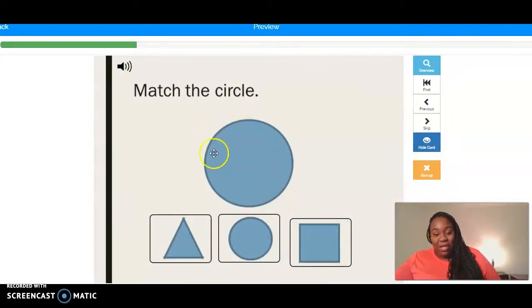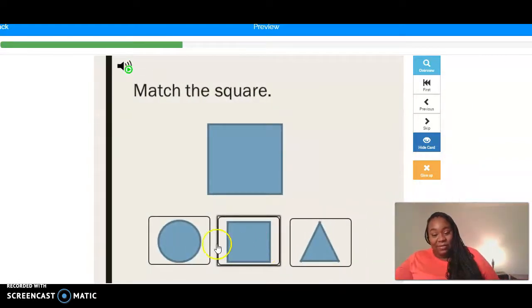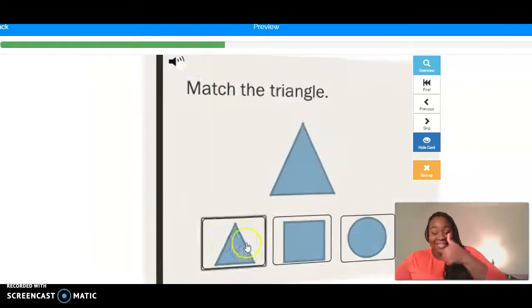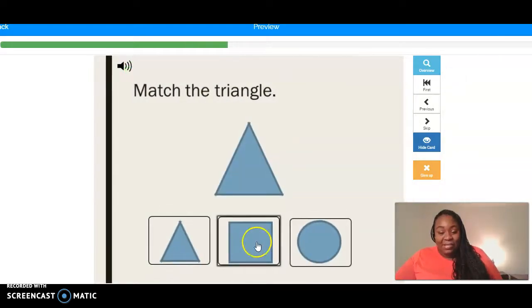Circle goes around and around. Does this one go around and around? No, that has three sides. Does this one go around and around? That has one, two, three, four sides. This one go around and around? This one? No, that's a circle. This one? Triangle. This one? Square. Which one, friends? Point to it.